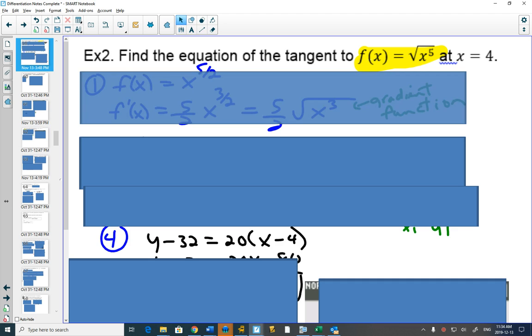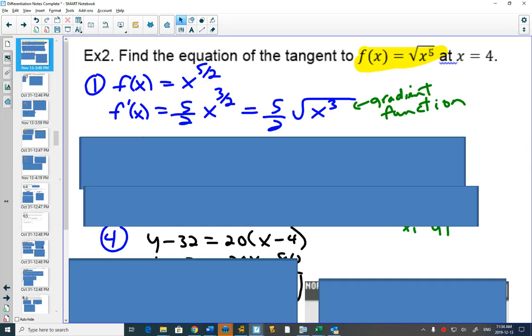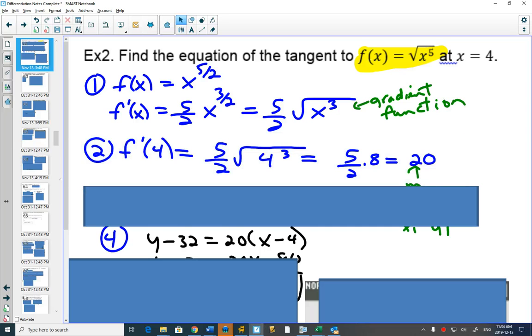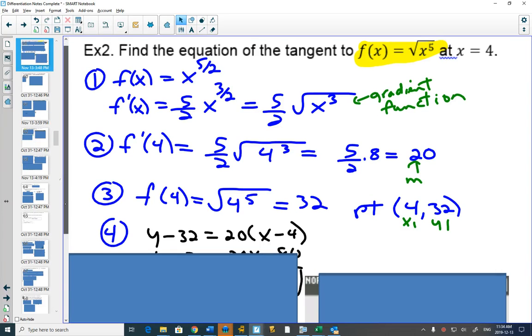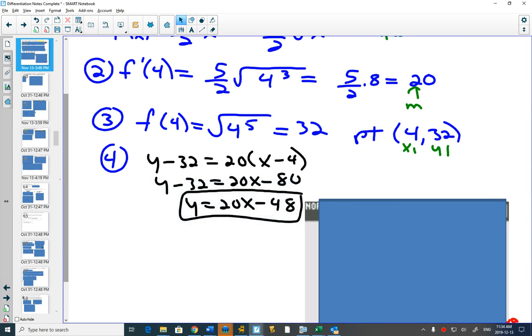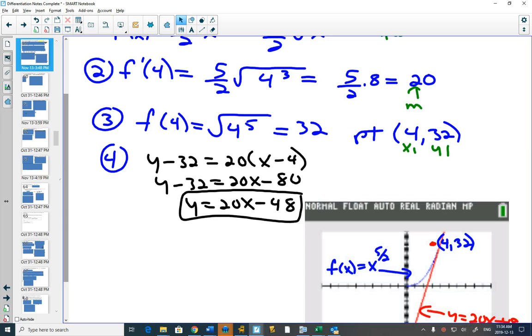Okay? Check how you did. Did you get your derivative right? Okay, that's the equation of all the tangents. Plug in 4, and you get 20. So your slope is going to be 20, and if you plug 4 back into your original equation, 4, 32 is your point. Once you have a slope and a point, you can plug that into either equation, and y equals 20x minus 48 is your equation of your tangent line, and there's a picture of what's happening.